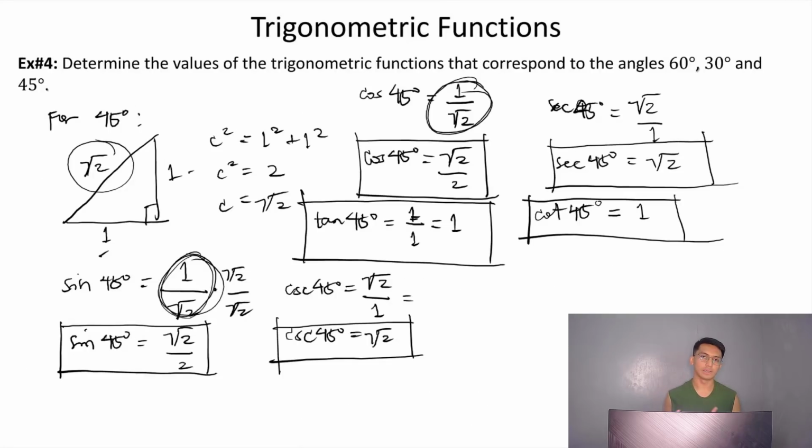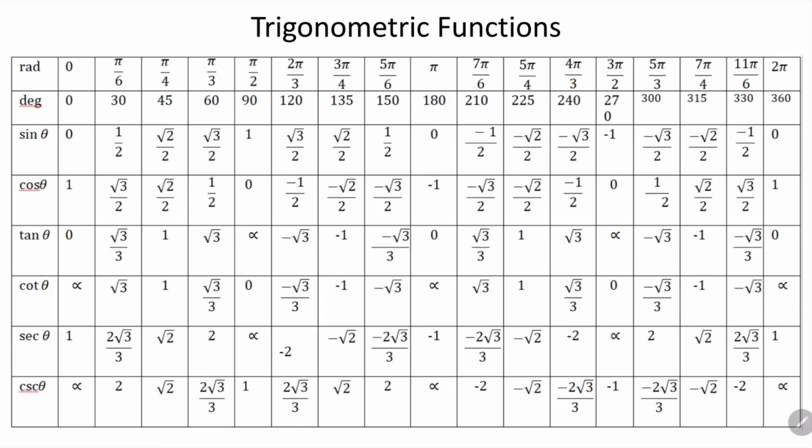Itong sinolve natin na angle 60 degrees, 30 degrees, and 45 degrees, those angles are called the special angles. Now, to make it easier for you guys, this is the table ng lahat ng values ng trigonometric function natin from 0, 30, 45, all the way to 360 degrees. These are all the special angles and all the quadrantal angles. So, para hindi na tayo mag-solve ng isa-isa, eto na po siya.